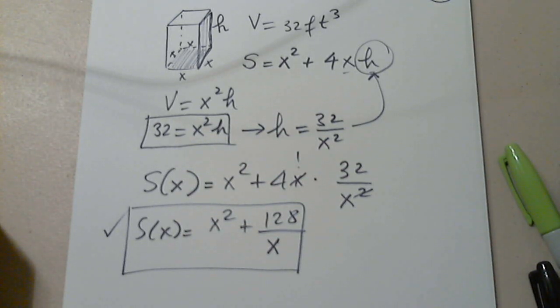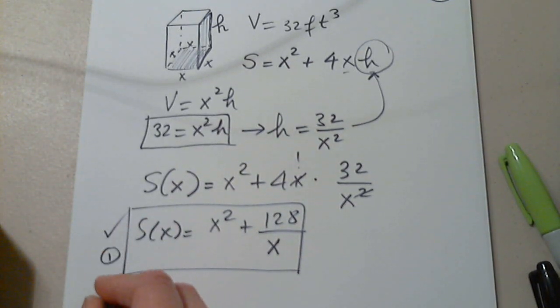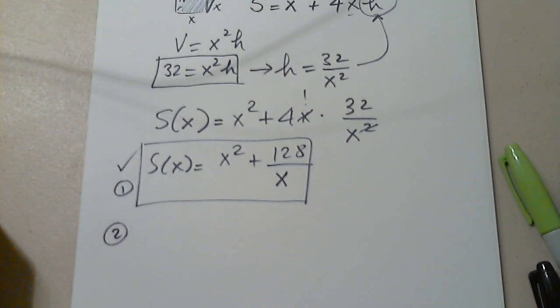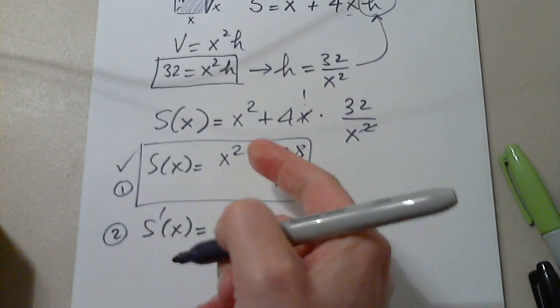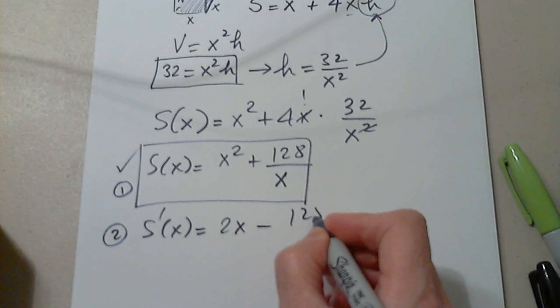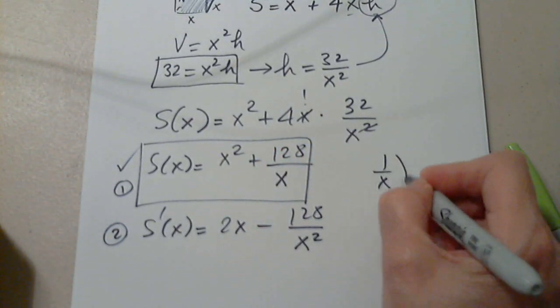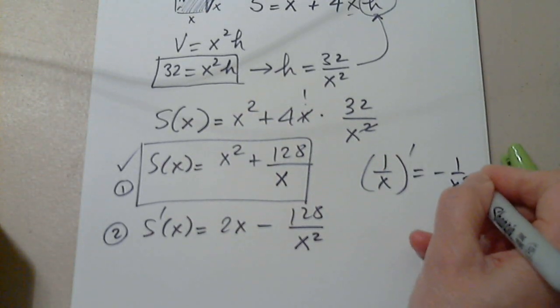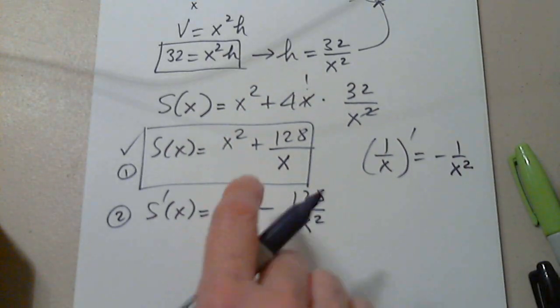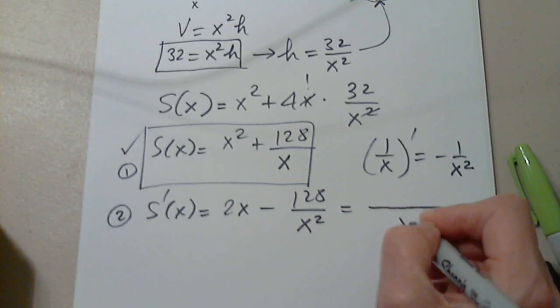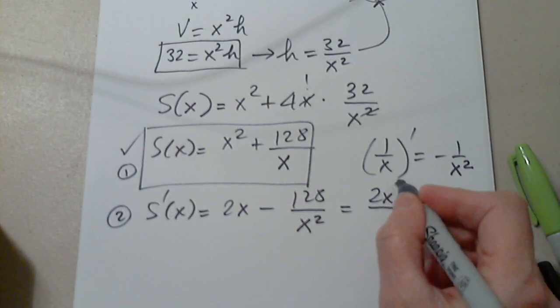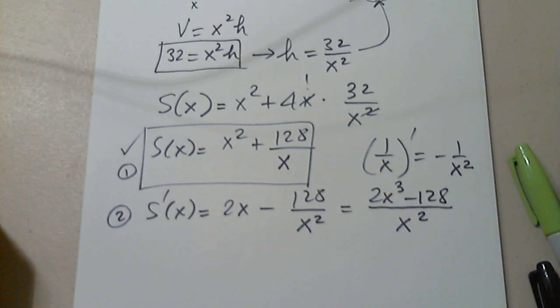Good, like before. So this was step 1. What is step 2? Do we have to find the derivative? Good, good. S prime of x. Please remember this is 2x minus 128 over x squared. Please remember 1 over x. We discussed this many times before. This is negative 1 over x squared. I have to find the least common denominator, and there is only 1. So this is 2x cubed minus 128.